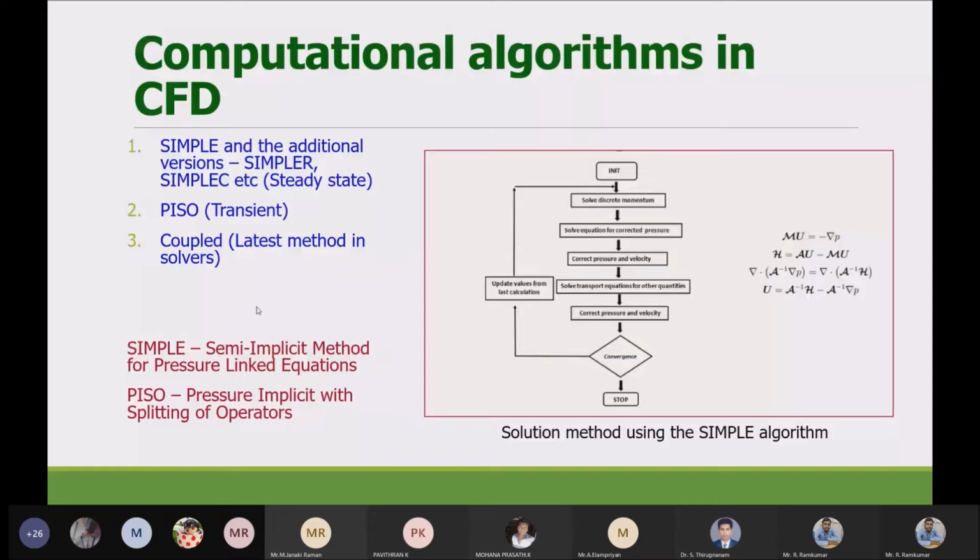And the next one, PISO, pressure implicit with splitting of operators. Again, that is another implicit method. So what one needs to know from this is that SIMPLE is generally used for steady state simulations, meaning there is no time dependence for it. If you try to solve something, it is independent of time. And the PISO algorithm is generally used for transient simulations, meaning it is dependent on time.